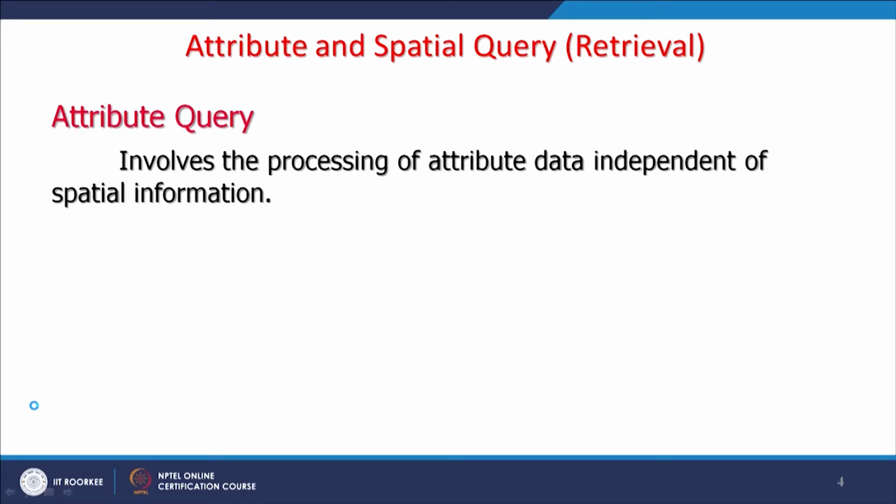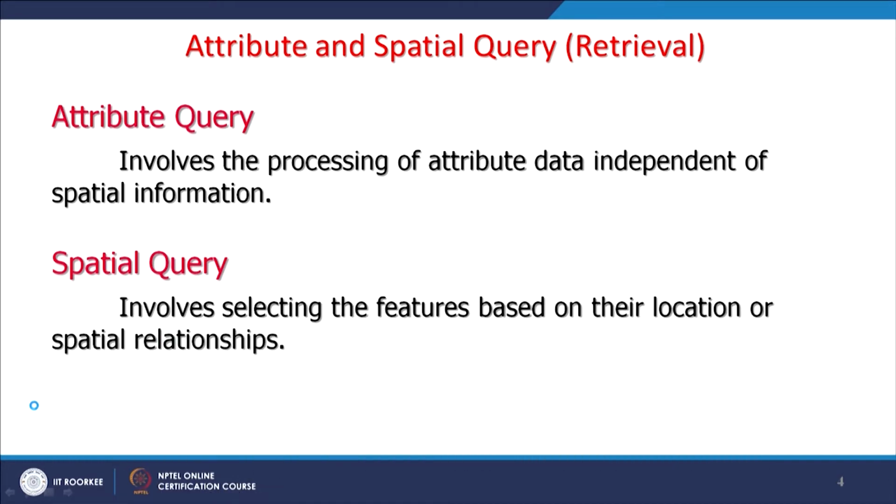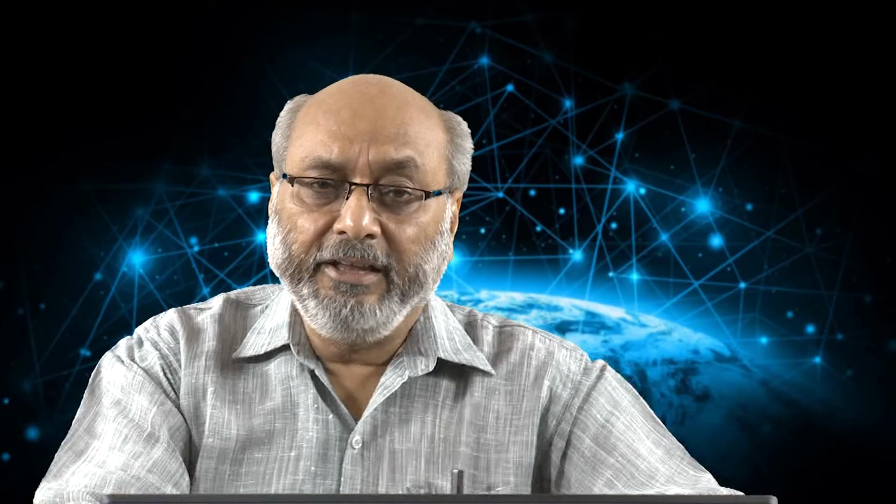As you know, it involves the processing of attribute data independent of spatial information. Then spatial query, that means performing a query on the spatial objects, is also possible, and this is basically done by selecting the features based on their location or spatial relationship. Like we can draw a circle or we can use a polygon. That polygon may be representing a state boundary or a district boundary or a watershed boundary or basin boundary, something like that. Based on that we can do the selection, and once these selected features are there, we can either save them as a completely separate file, or we can just utilize whatever selection has been done.